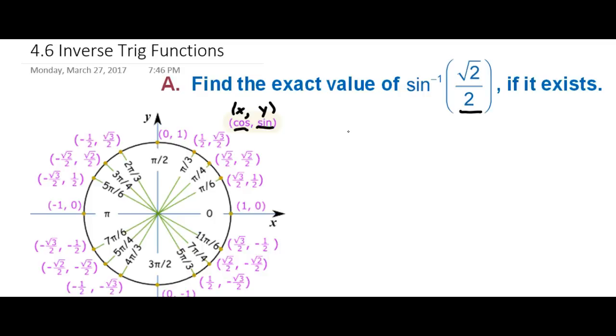So when I look around the unit circle, I can see here that this positive square root of 2 over 2 lands right here. So I'm going to say that the inverse sine of square root of 2 over 2 is equal to that angle that corresponds with that point, which is pi over 4.